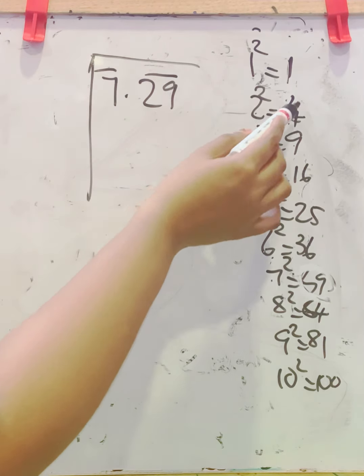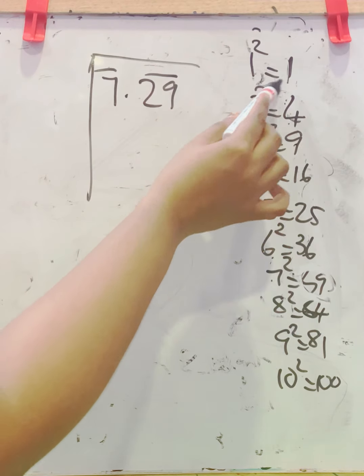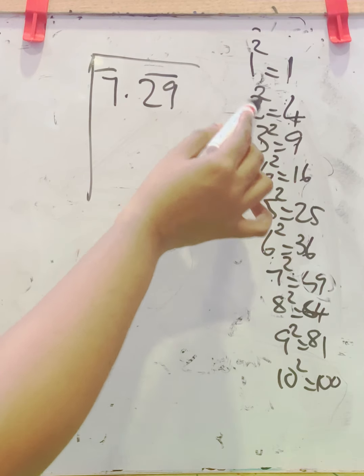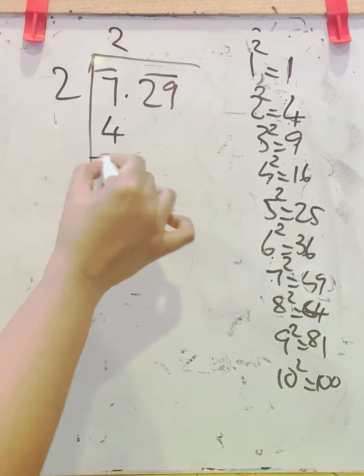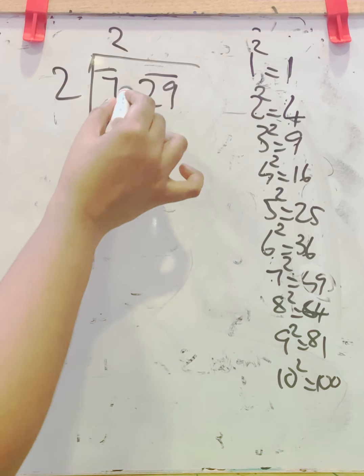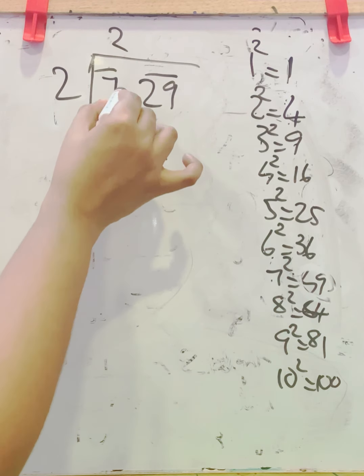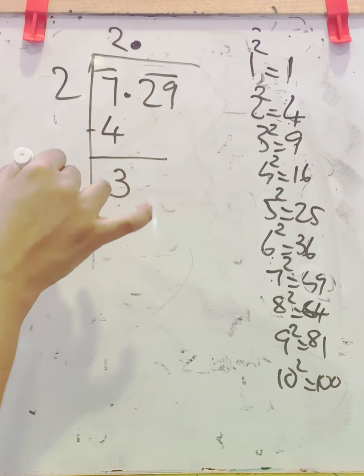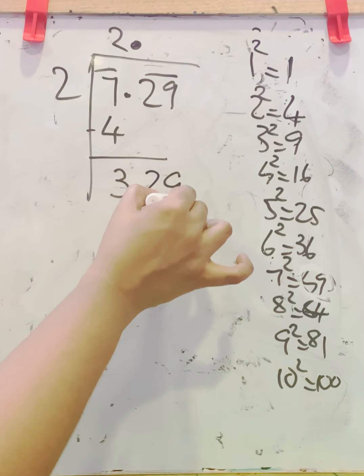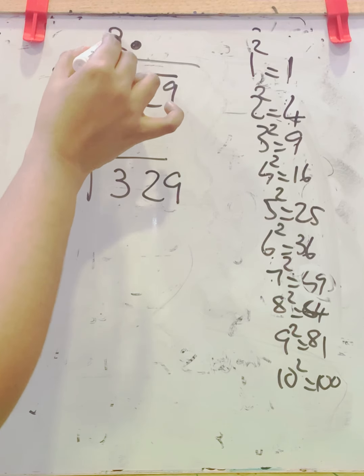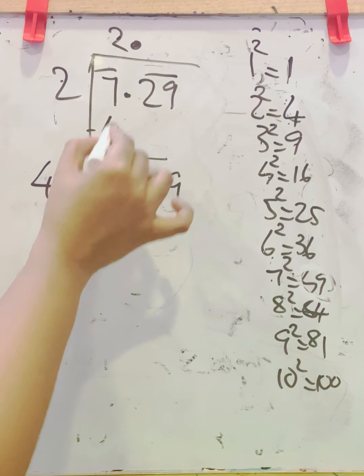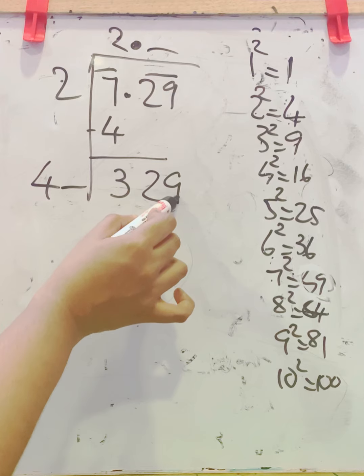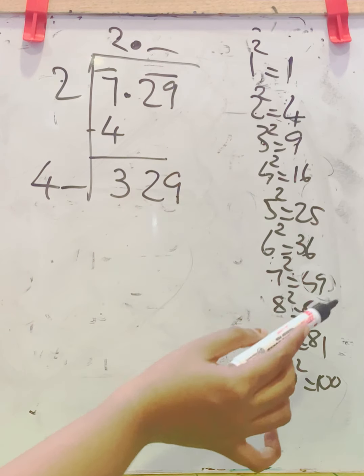Here 7 lies between 4 and 9 and the smallest perfect square is 4. That means 2 2s are 4. Now subtract, you will get 3. Before carrying down the set, you have to put the decimal here. That is the only thing you have to do extra. Next carry down 29. Now double this number. 2 2s are 4. Dash and dash. It is ending with 9, so either it will be 3 or 7.